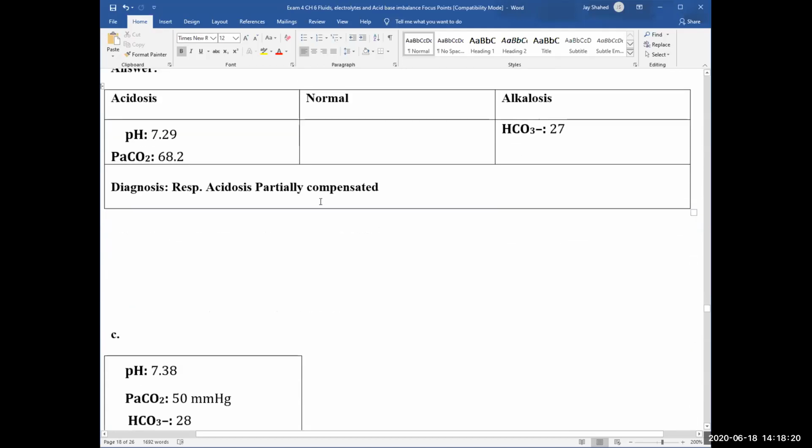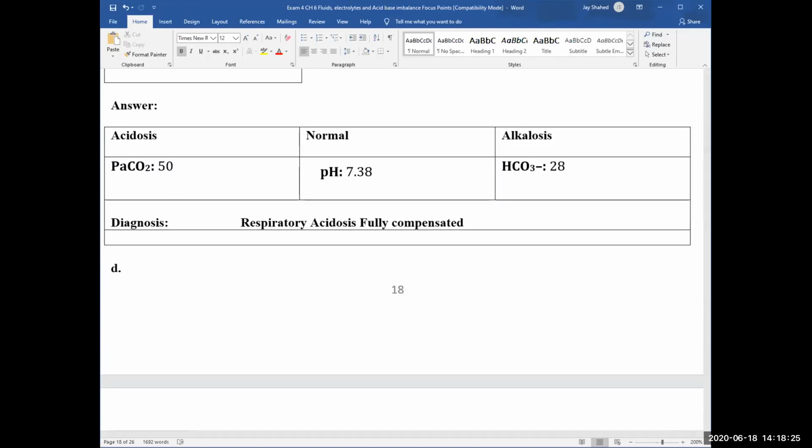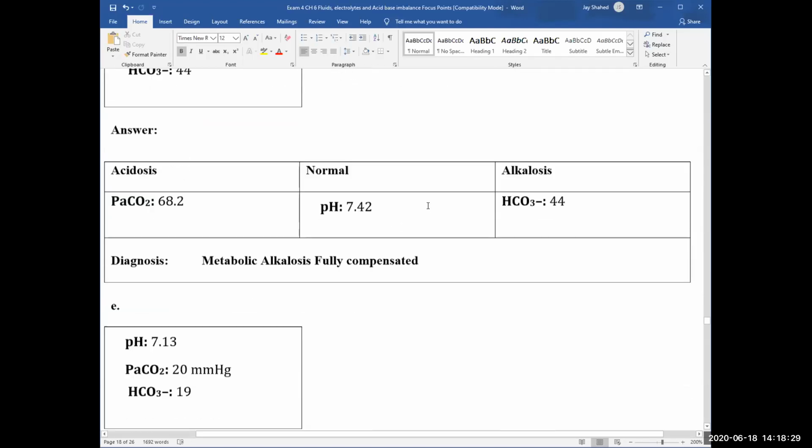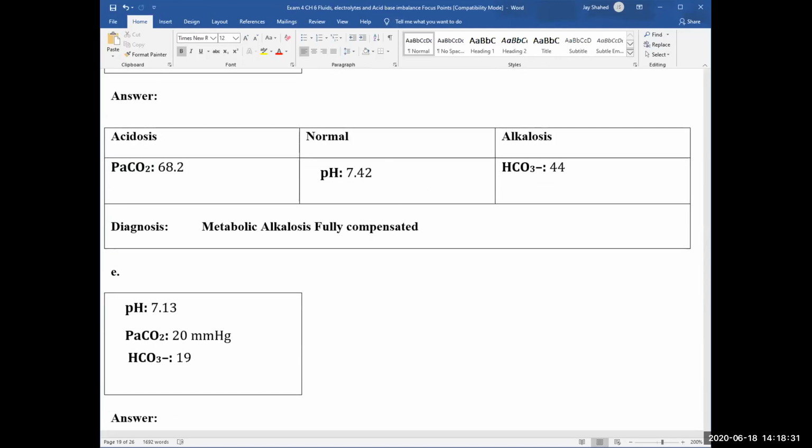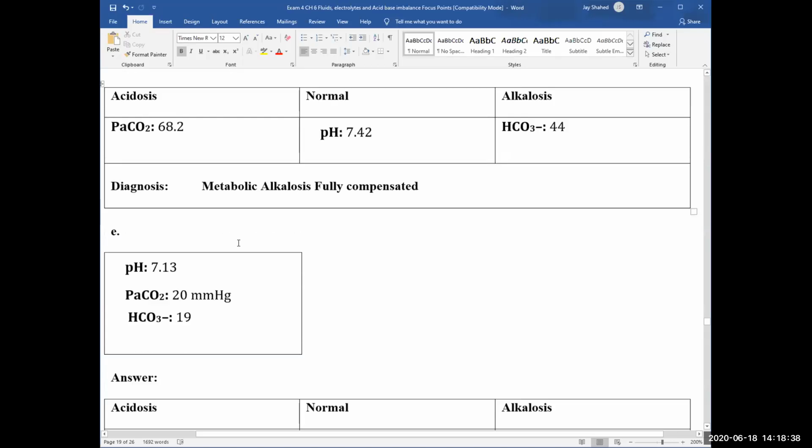Tuberculosis, acidosis, partial respiratory acidosis, fully compensated. Okay. Metabolic, partially compensated. Good.